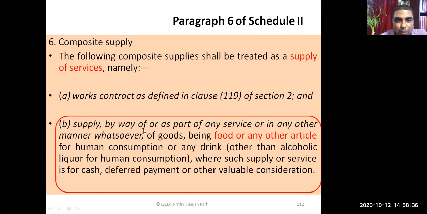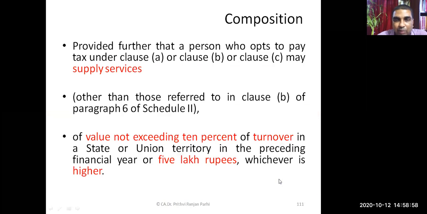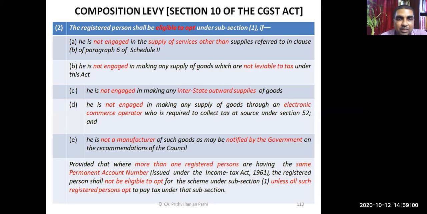If you see, supply by way of, or as part of any service or in any other manner, whatever, of goods, being food or any other article for human consumption, or any drink other than alcoholic liquor for human consumption, where such supply or service is for cash, deferred payment, or other valuable consideration. That is one more provision. Okay, so composition dealer should not be engaged in supply of services other than the supplies referred to just now.